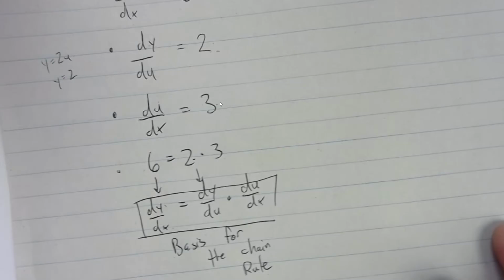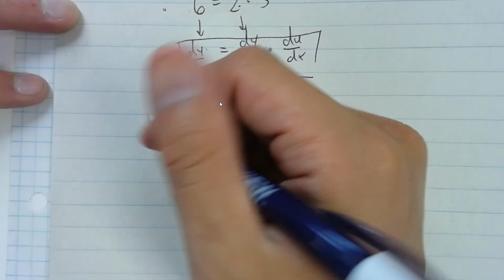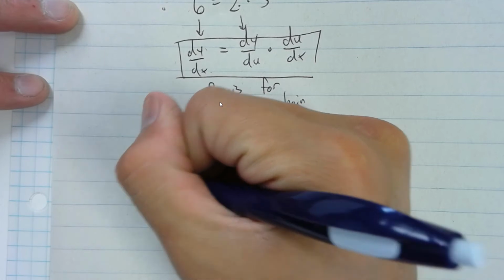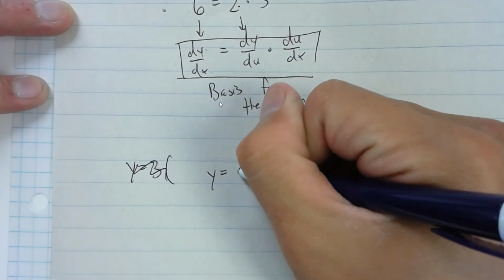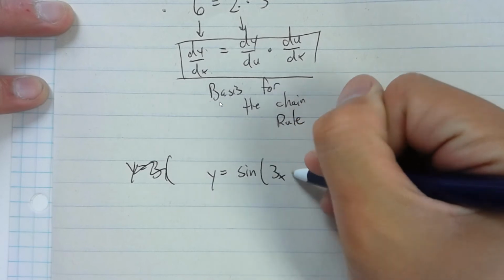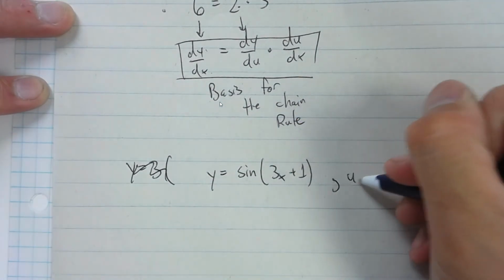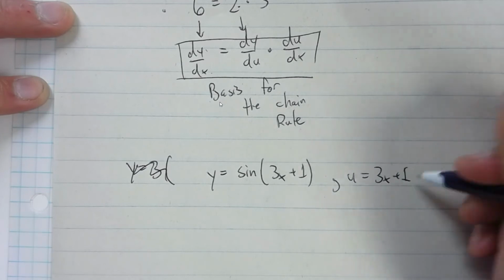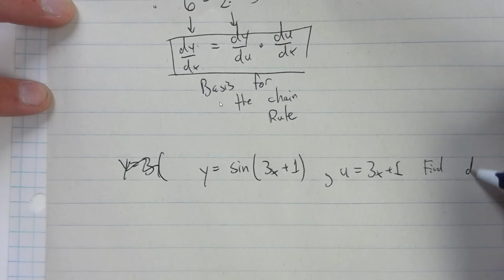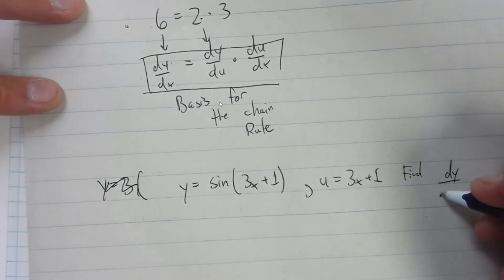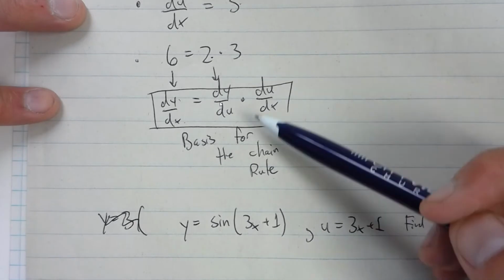I want you to go ahead and try. So I'm going to write this down really quick. You try this one: y is equal to sine of 3x plus 1. Let's set the inside here as our u, so u would be equal to 3x plus 1. Then using the same steps, I want you to find dy over dx, in the same way we did up here.